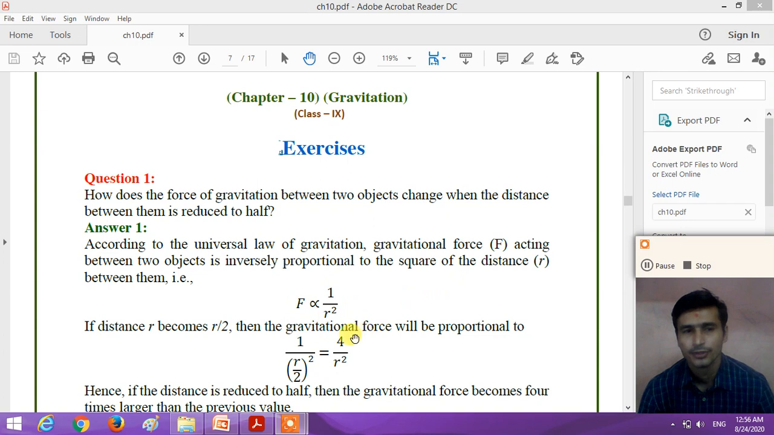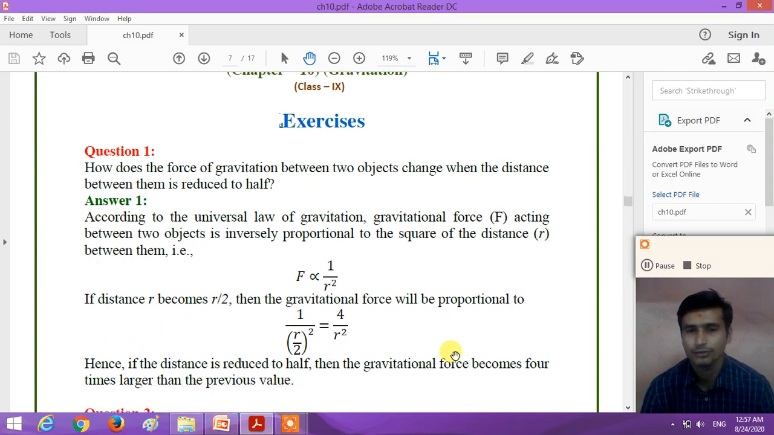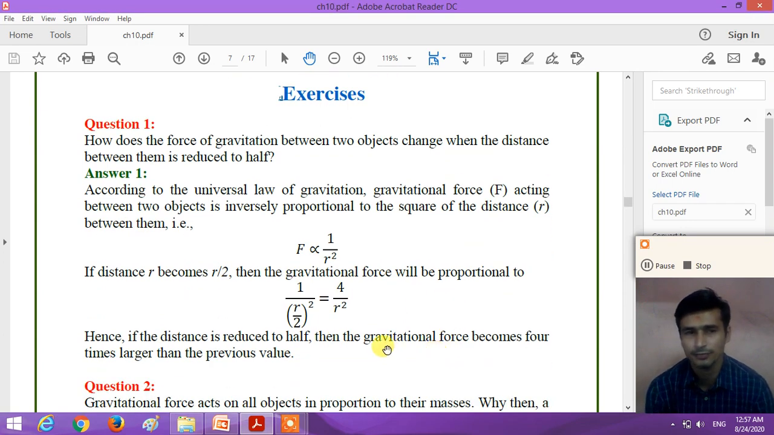Now if the distance r is reduced to half, so if the distance r becomes r by 2, the gravitational force will be proportional to 1 divided by (r by 2) square, that is 1 divided by r square by 4, right? So if the distance between the two objects becomes half, the gravitational force is 4 times larger than the original gravitational force.